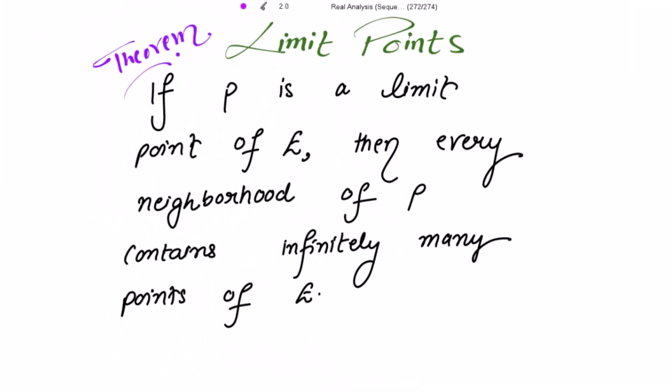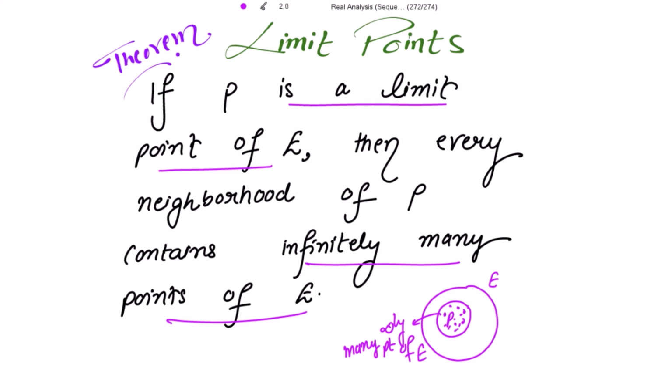The theorem on limit points is very important. If P is a limit point of E, then every neighborhood of P contains infinitely many points of E. What is given to us is that P is a limit point of E, and we need to show that every neighborhood of P contains infinitely many points of E. We will show this result by contradiction. For that, we need to suppose that the neighborhood of P contains finitely many points of E. So let's start the proof for this supposition and then we get the contradiction.